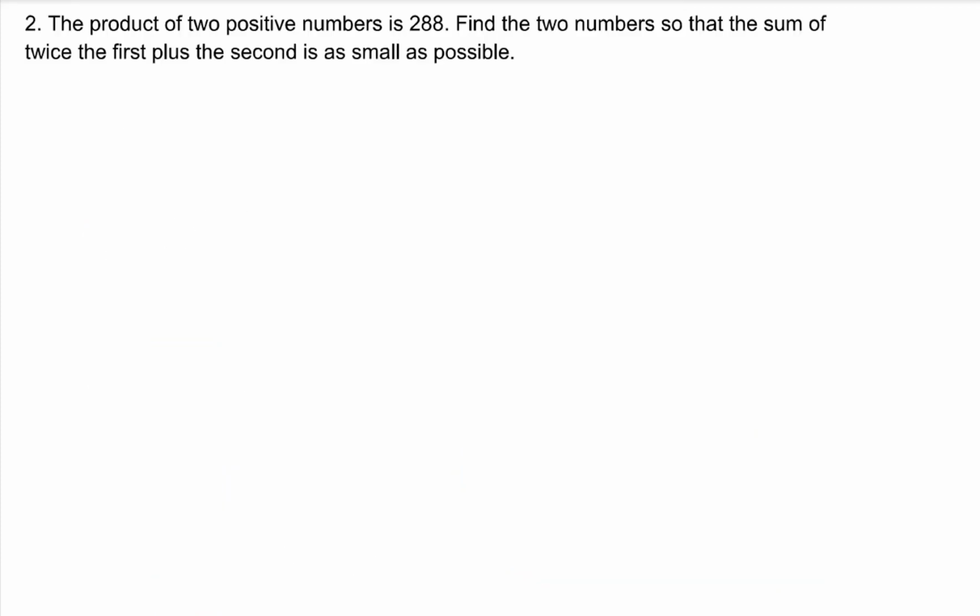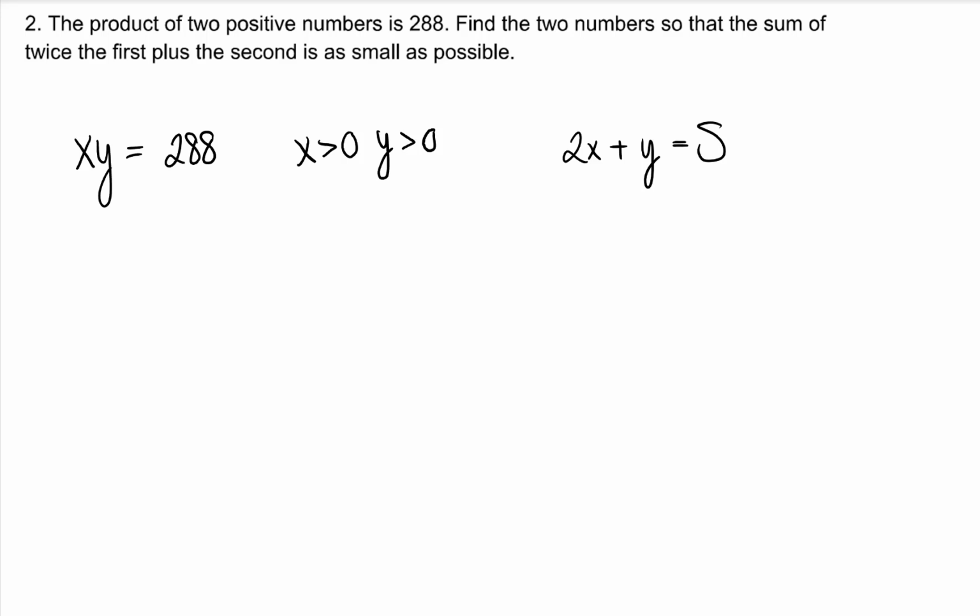For number 2, the product of two positive numbers is 288. Find the two numbers so that the sum of twice the first plus the second is as small as possible. The product of two positive numbers is 288. So I'm going to say x times y is equal to 288. These are positive numbers, so x and y both need to be greater than 0. Find the two numbers so that the sum of twice the first, so 2x, plus the second, is as small as possible. So I'm going to say 2x plus y equals the sum.